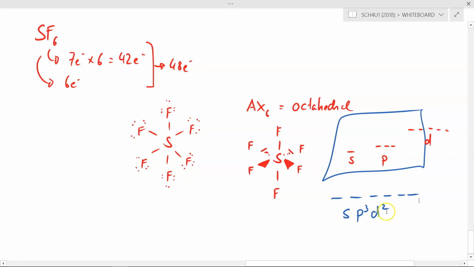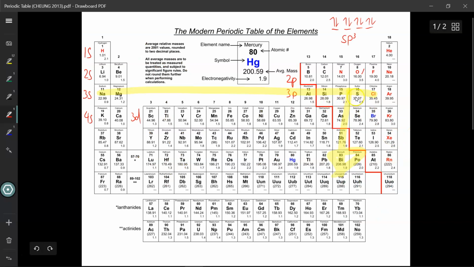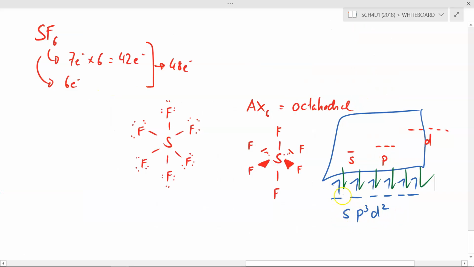sp3d2 hybridization. Sulfur has 6 valence electrons, so 1, 2, 3, 4, 5, and 6, which allows me to bond with the fluorines here, here, here, here, here, and here. Alright, so we needed this expanded octet structure. Since sulfur is in the 3rd energy level, it is able to have an empty 3d orbital with which to hybridize. And the sp3d2 hybridization does a pretty good job of matching up with the Lewis diagram.